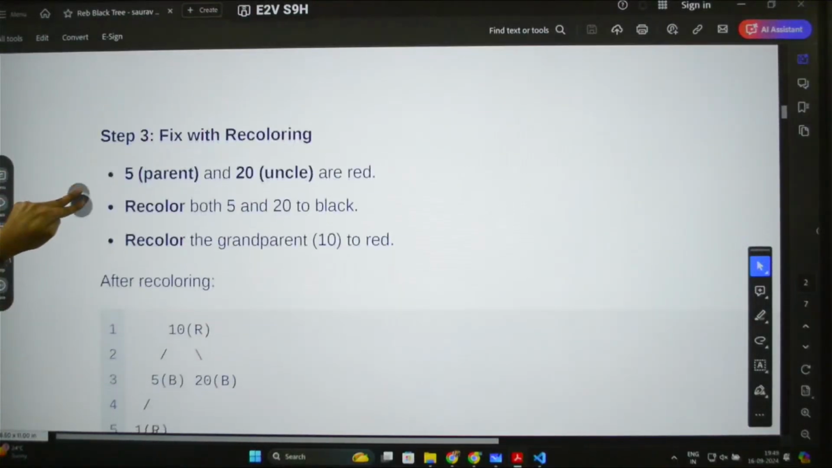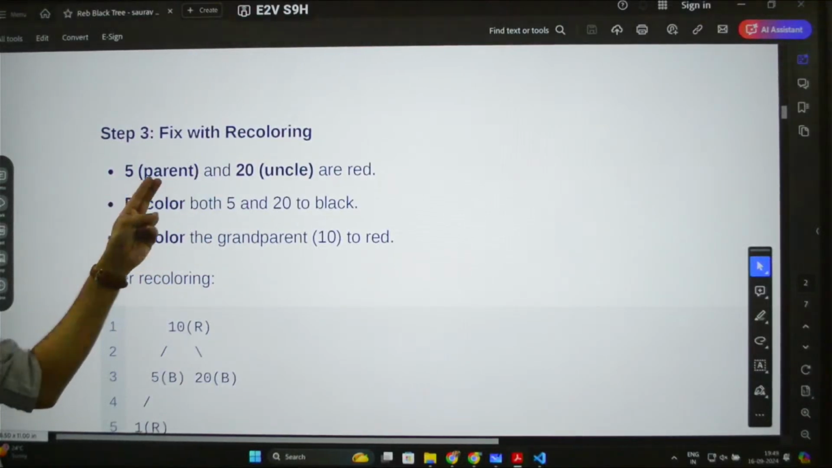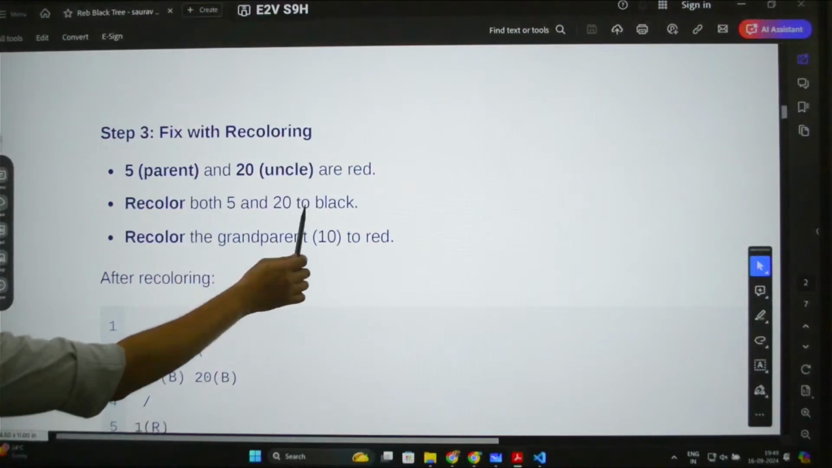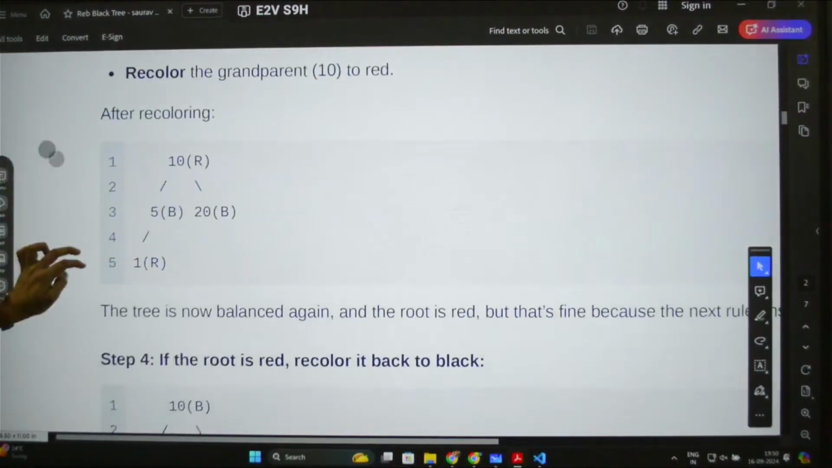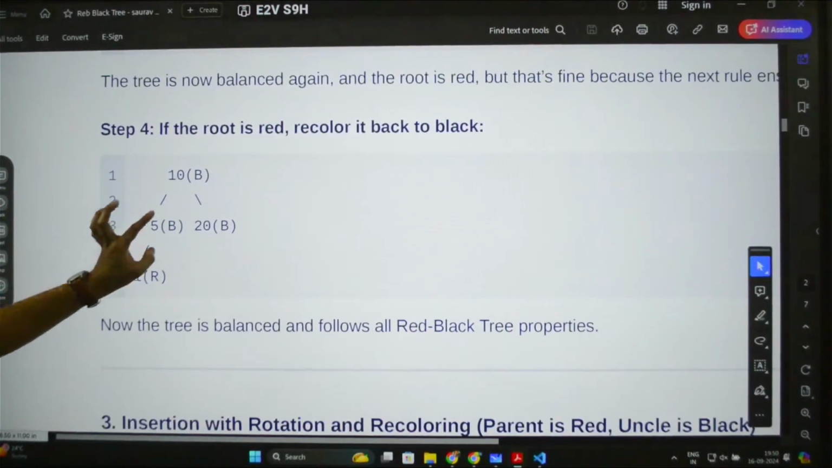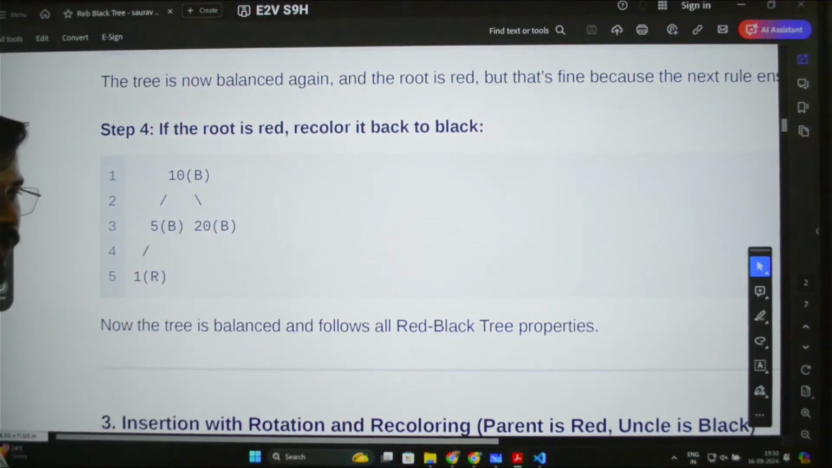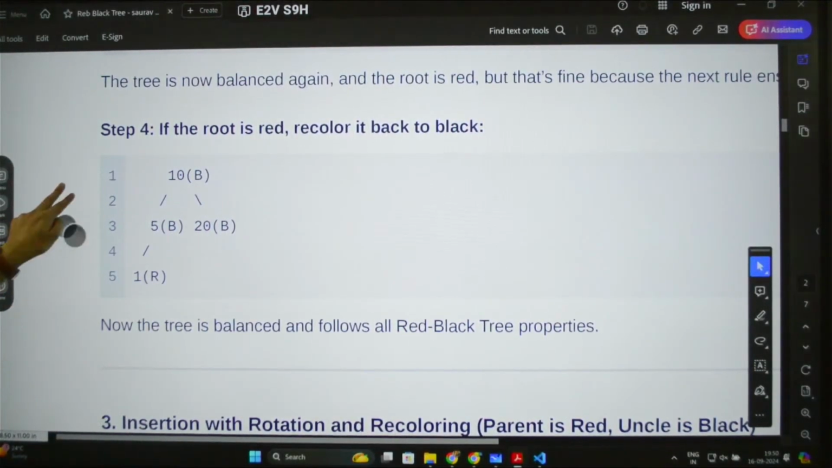Then what we will do is fix it by recoloring. 5 is the parent and 20 is the uncle. So, recoloring both 5 and 20 to black, we are able to do this. Okay. I hope that this is very much clear. And black can have black children and it can have one red child also. So, this is again balanced. Hope that this is very much clear.